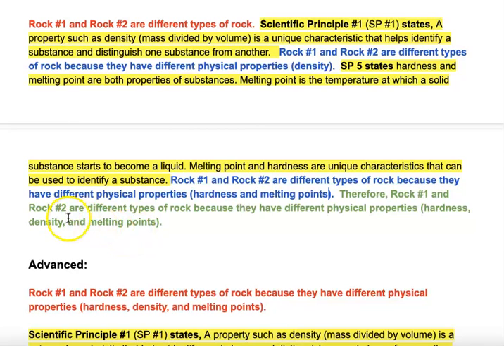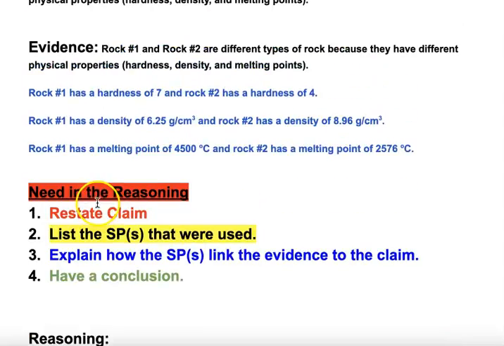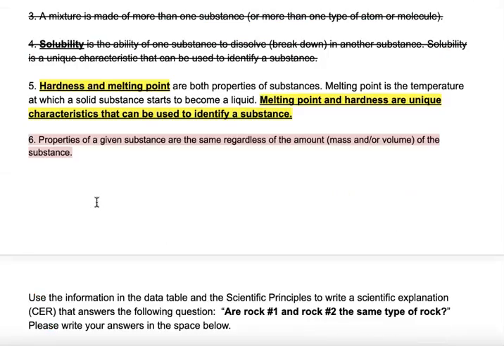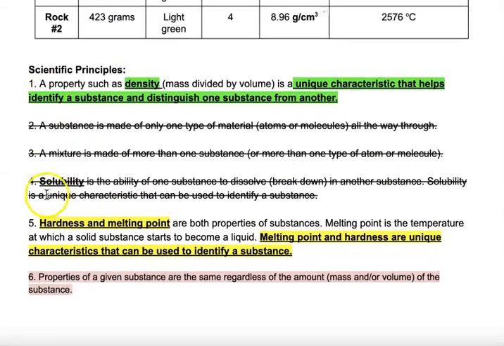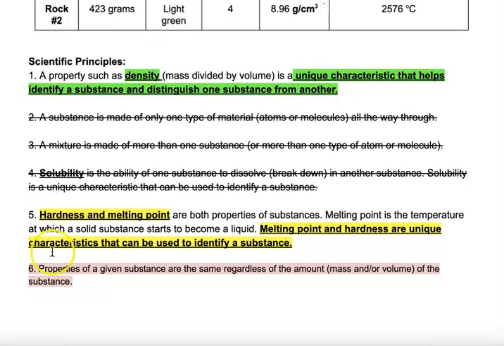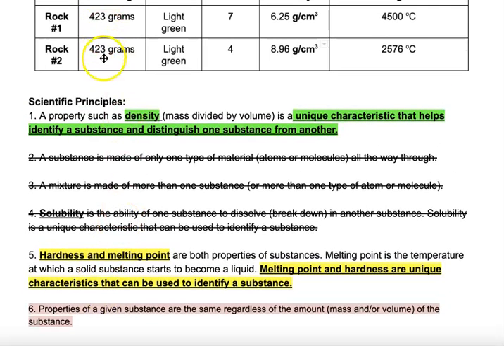Now, if I wanted to have an advance, if I go back up here and I look at these, we talked about 1 and 5 are the good ones. However, I didn't talk about scientific principle number 6. Properties of a given substance are the same regardless of the amount, mass, and or volume of the substance. So I kind of talked about it. It doesn't matter if they're different because a small piece of granite would be the same as a big piece of granite. They just might be different masses.